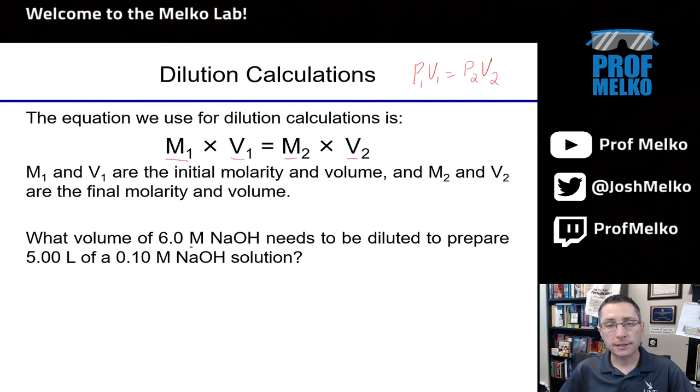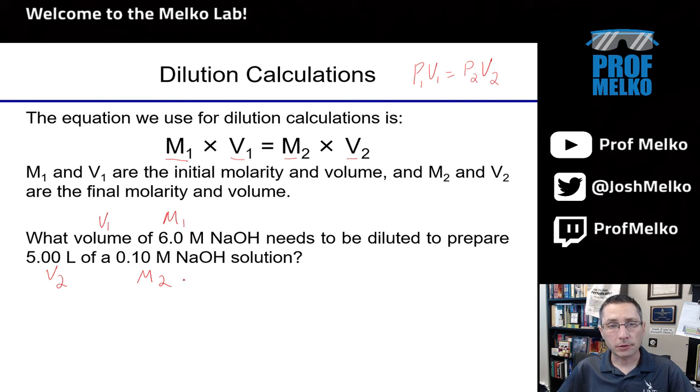What volume of this 6 molar sodium hydroxide solution needs to be diluted to prepare 5 liters of 0.1 molar sodium hydroxide? Okay, students often get tripped up with the wording here. Just recall the formula and try to identify what are a molarity and volume that are connected. So what volume, that's a V1, of 6 molar, that's an M1, needs to be diluted to prepare 5 liters, that's a V2, of a 0.1 molar, that's an M2, sodium hydroxide solution.